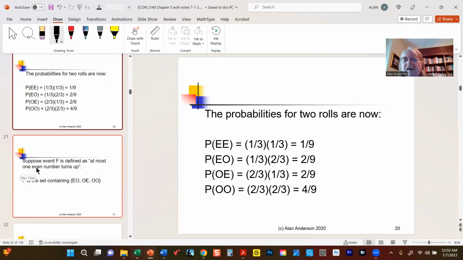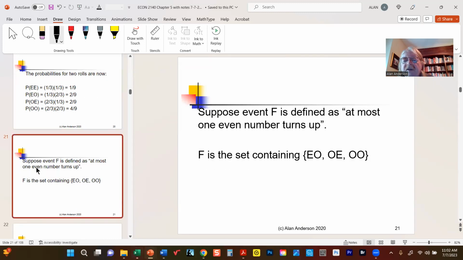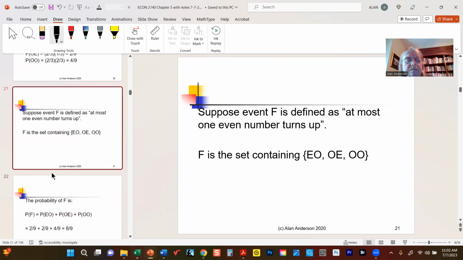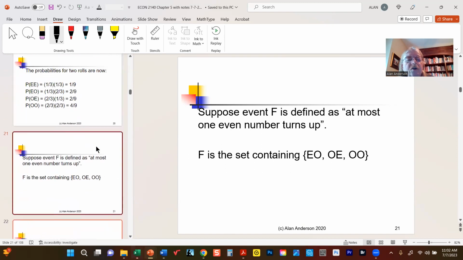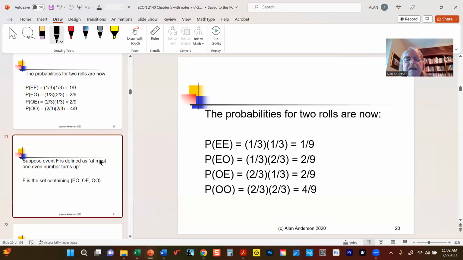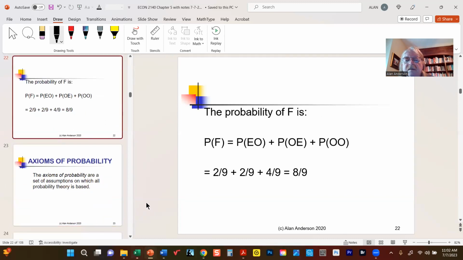So what about this event F? At most one even number turns up. Well, nothing's changed. It's still the set containing EO, OE, and OO. But now, based on the chart here, if you add up these probabilities, instead of getting 3/4, you're going to get 8/9. And if you also notice that rule we had before, when we only have equally likely outcomes, this is no longer true.